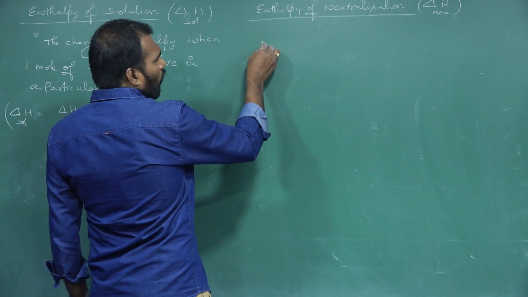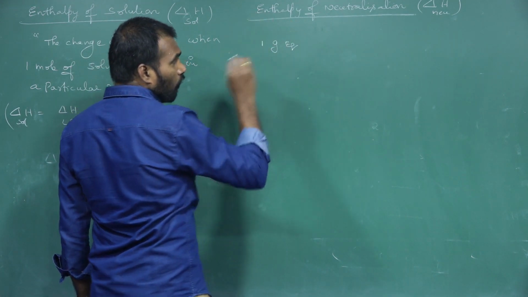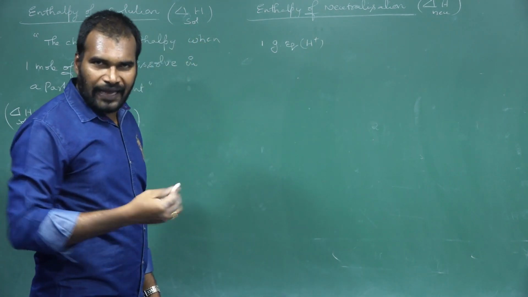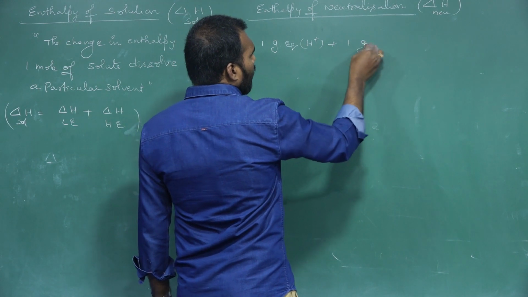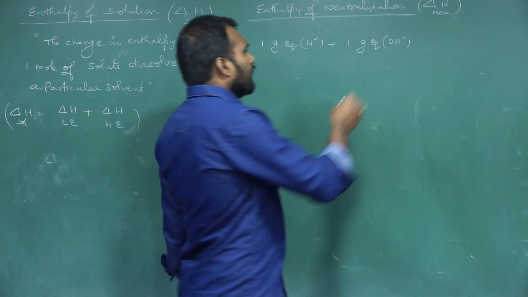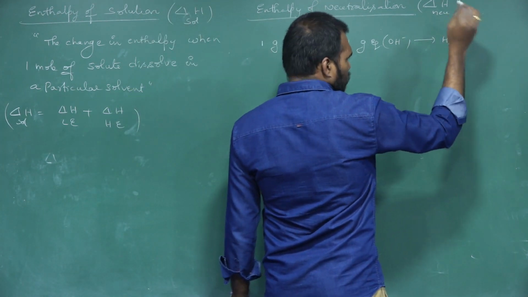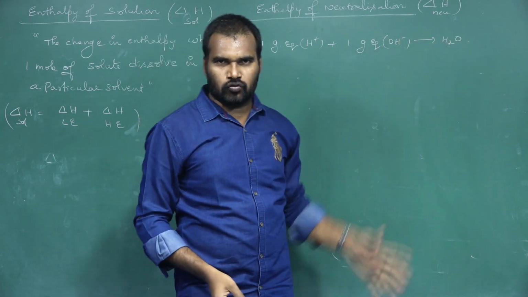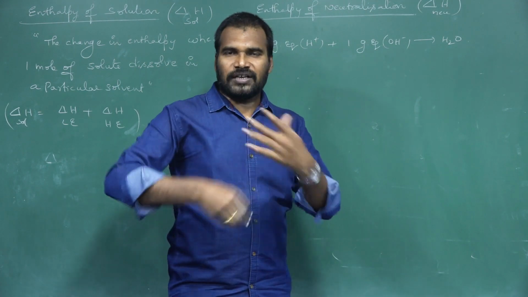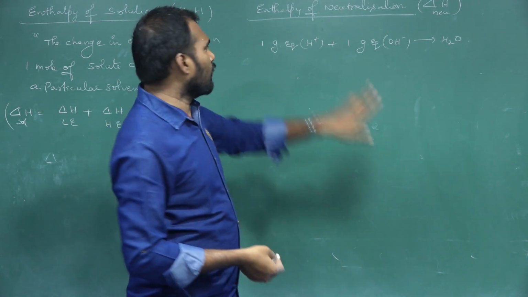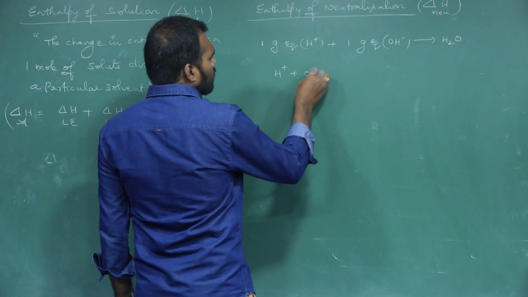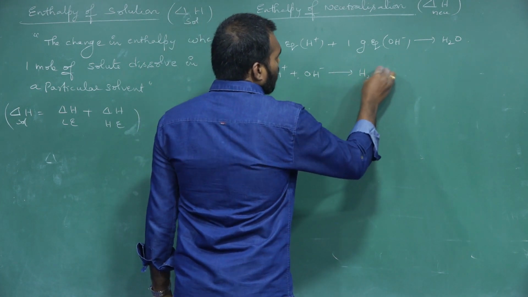That is when 1 gram equivalent of acid reacts with 1 gram equivalent of base, getting the formation of H2O. Generally H plus OH minus gives rise to H2O. So when 1 gram equivalent of acid reacts with 1 gram equivalent of base, whatever the change in enthalpy, that change in enthalpy we call enthalpy of neutralization. This generally we represent with H plus plus OH minus gives rise to H2O.